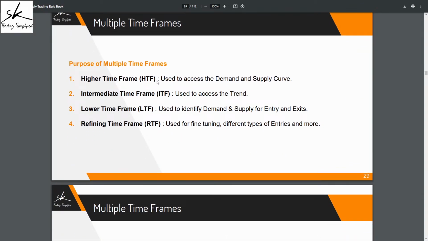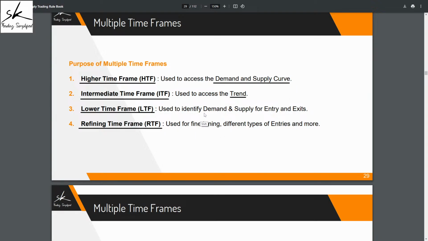We use a minimum of 4 different time frames, and we call them the higher time frame HTF, intermediate time frame ITF, lower time frame LTF, and the refining time frame RTF. And every time frame has a designated purpose. Higher time frame is used for demand supply curve analysis, intermediate is used for trend analysis.